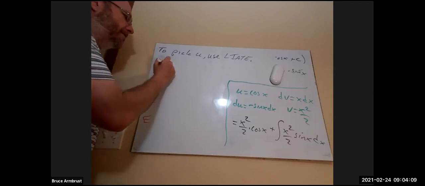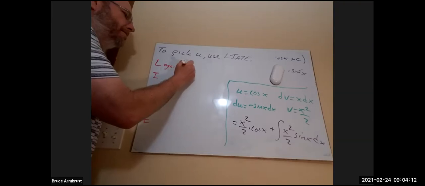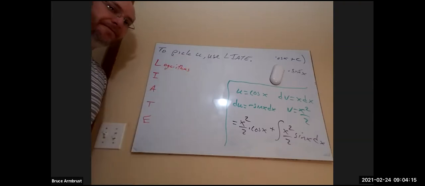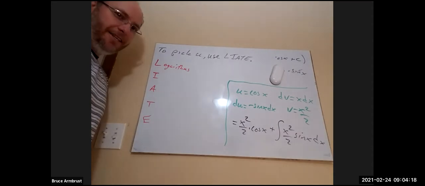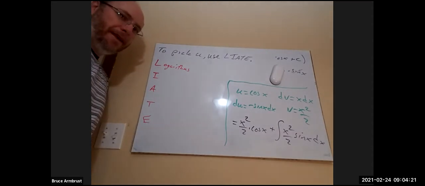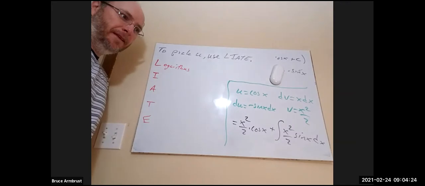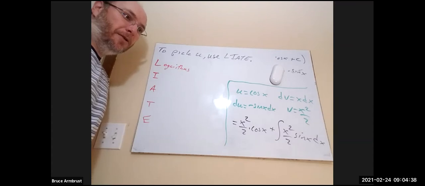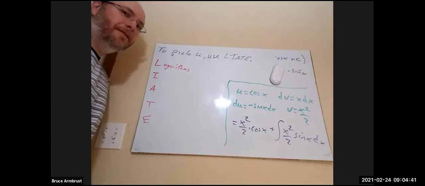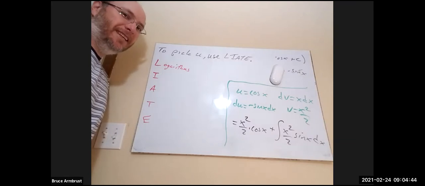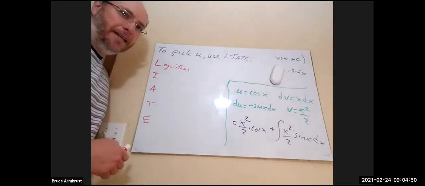All right, so the L stands for logarithms. If you see logs in your integral, pick them to be u. Because we can differentiate logs all day long. But integrating logs, does anybody even remember what the integral of log is? So when I say log, I mean natural log. In calculus, we can really just turn everything into natural logs. So yes, I'm specifically talking about ln.